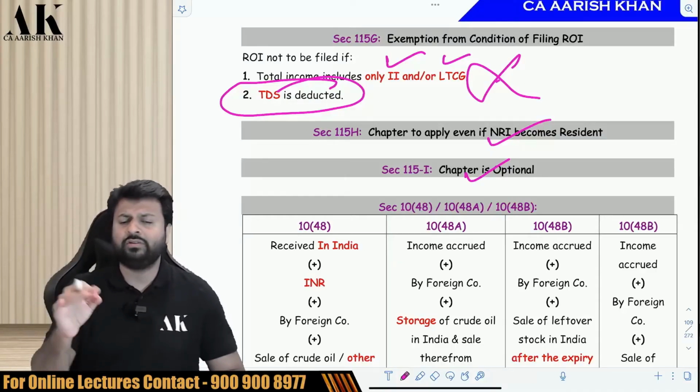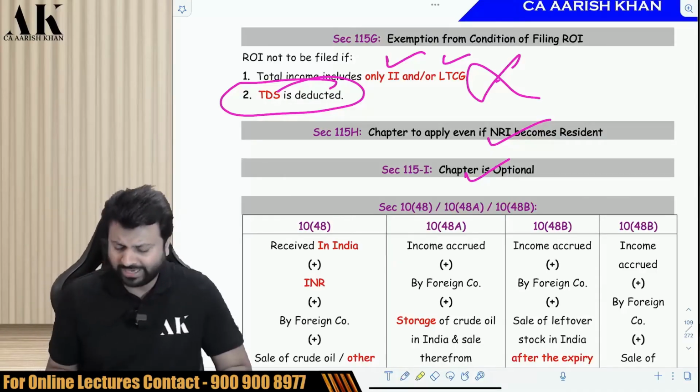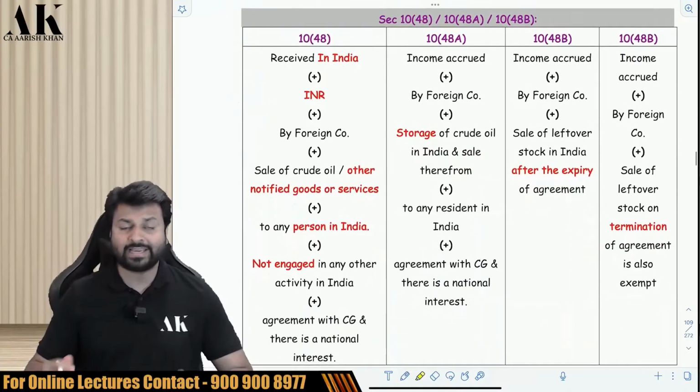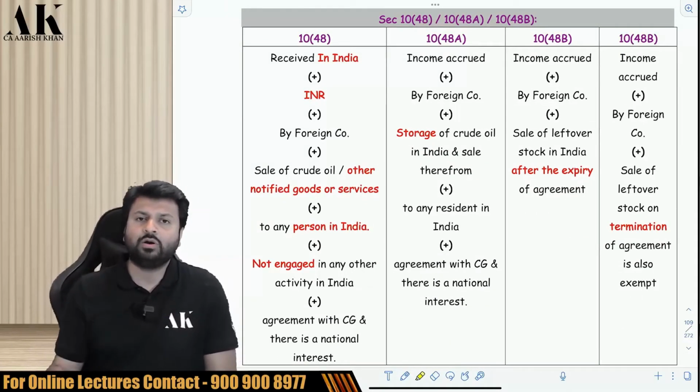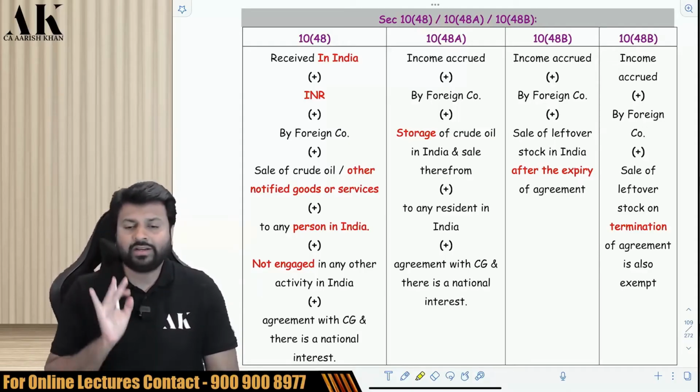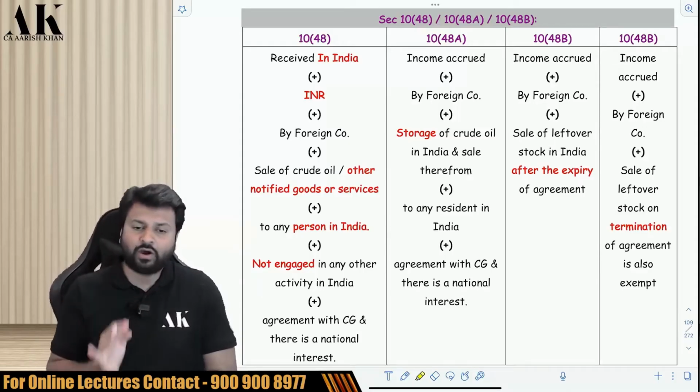If you want to follow, follow. If you don't want to follow, don't follow. That is your choice. Now we will talk about certain exemptions given to certain non-residents and foreign companies. So let's talk about section 10(48), 10(48A), 10(48B) first of all.